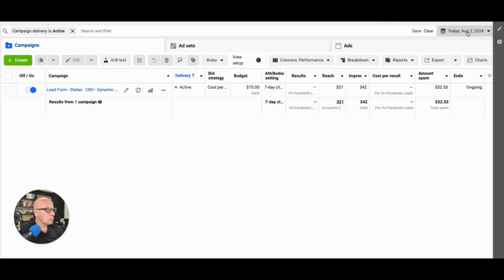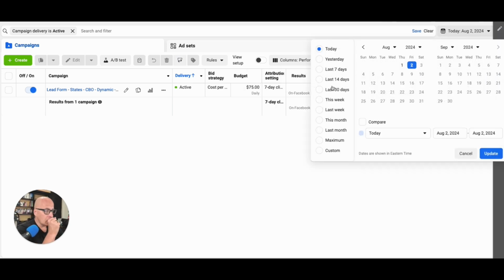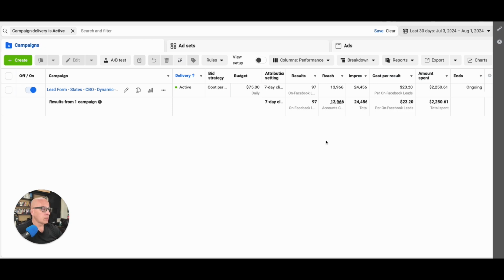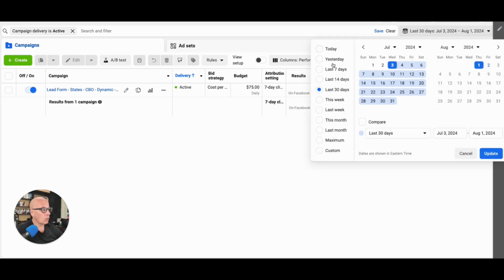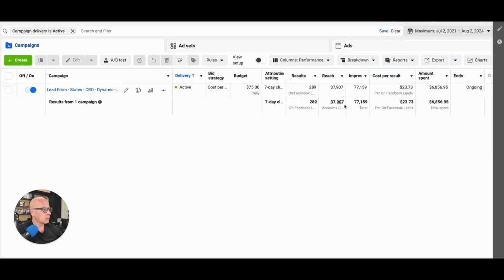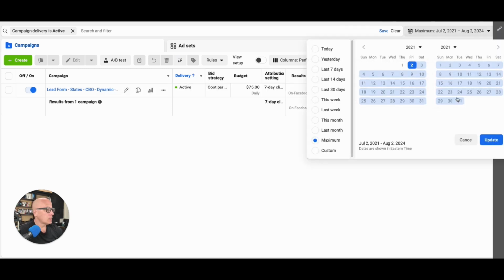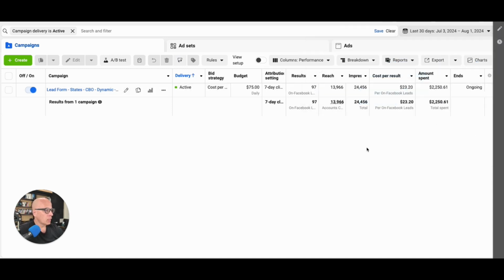Now, in this campaign, I'm going to go back the last 30 days. Actually, this campaign has been running longer than 30 days. So if I look at maximum, this campaign has spent $6,800, with multiple deals done from this campaign, 289 leads. But let's look at the last 30 days. Last 30 days, 97 leads at $23 per lead.